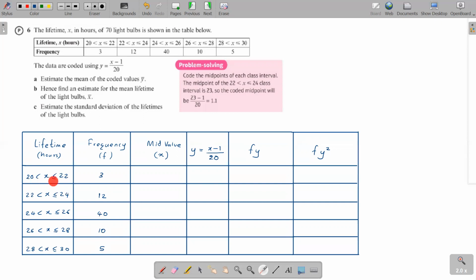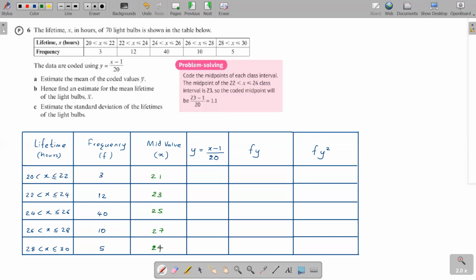Then how do we get the mid value? We add these two points and divide by 2. So 20 plus 22 divided by 2 is, sorry, 21. 22 plus 24 divided by 2 is 23. This is 25. You can see the midpoint is directly 25, right? Then 27, 29. That's easy. Then we'll go for the coding.